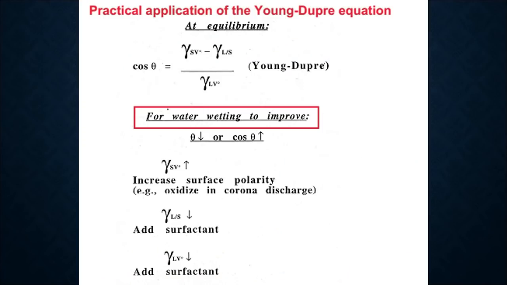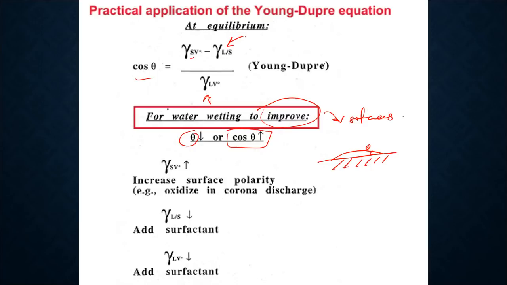So what is a practical application of the Young-Dupre equation? If you rearrange the equation, you will have cos theta equals the surface tension of the solid minus the interfacial tension between the liquid and solid, divided by the surface tension of the liquid. For water wetting to improve on a certain surface, you need to have a smaller contact angle, meaning that the water can spread better on top of the solid, and hence your cos theta will be higher.